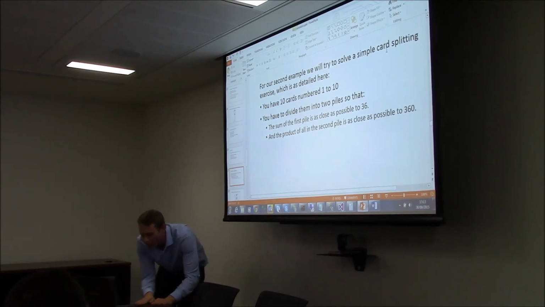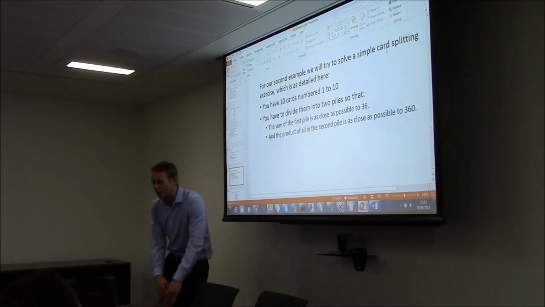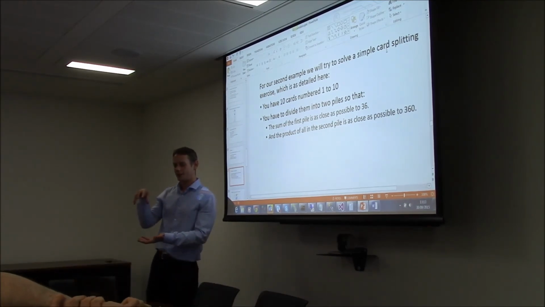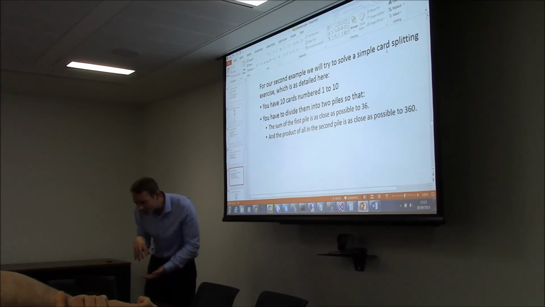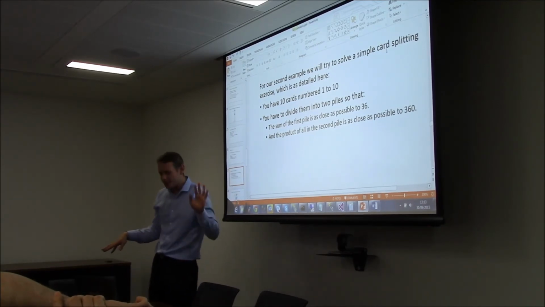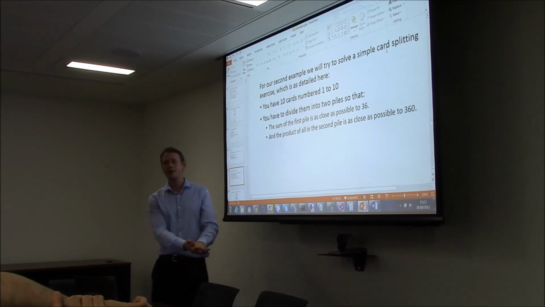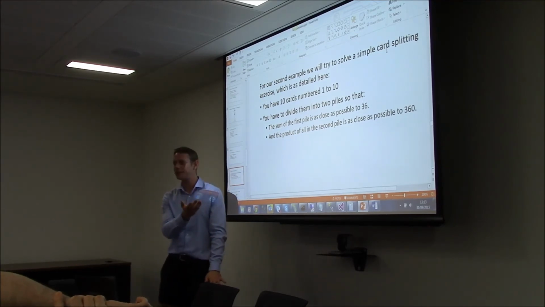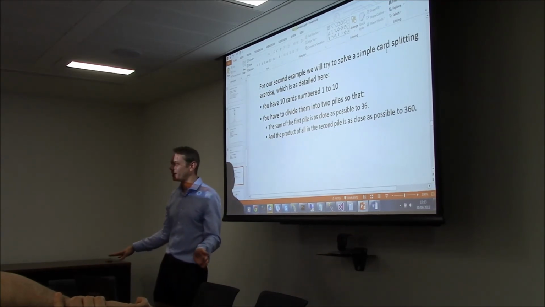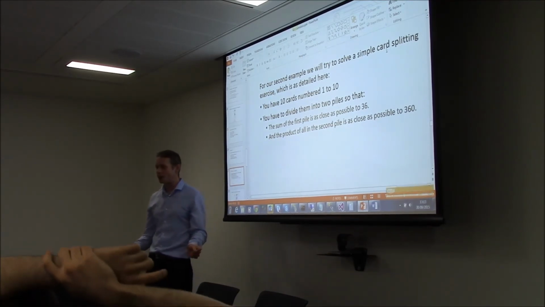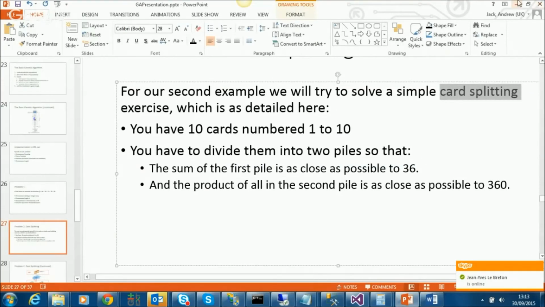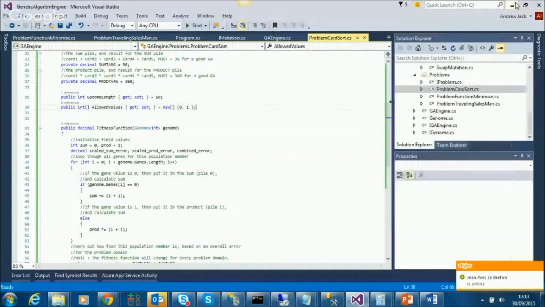So we've got an example of a problem here where you have a deck of cards numbered 1 to 10. You can split those cards into 2 piles. The first pile is a sum pile. All the cards in this pile get added up, so 1 plus 2 plus 3, whatever's in the pile. The other pile is the multiplication pile. All the cards in the second pile get multiplied. So let's have a look at that problem here.